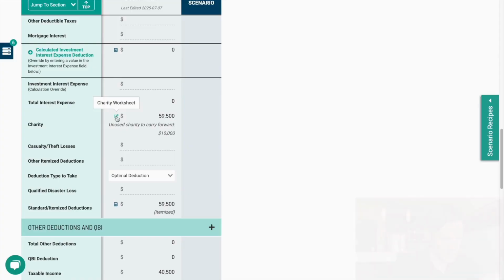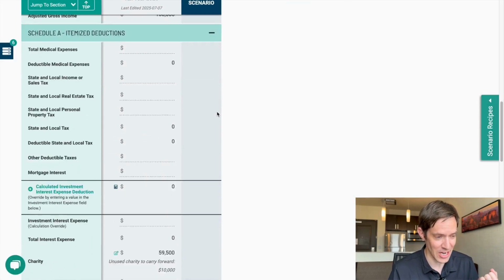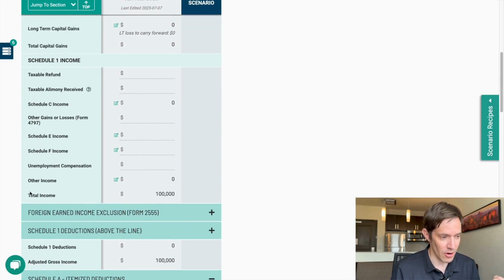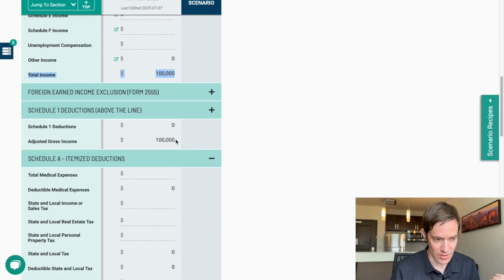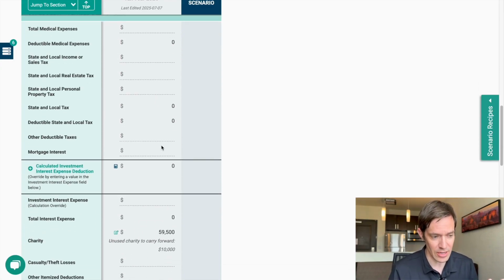Let me show you in the software where we handle these. I'm going to give away some of the answer a little bit later of some of the other changes on charity. First of all, I've got $100,000 of total income, and I had no above the line deductions. So I have $100,000 of AGI. So that means we would expect, if I'm giving money to a normal charity, $60,000 of that charity can be deducted.